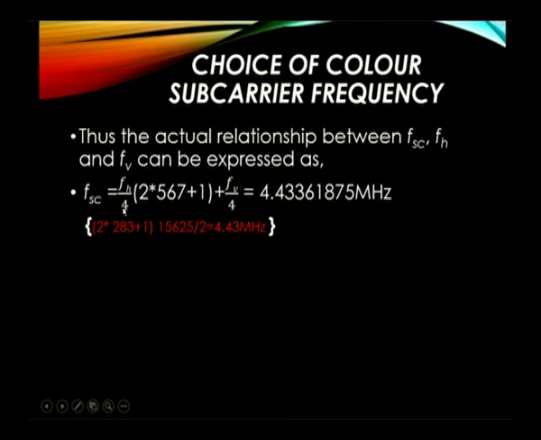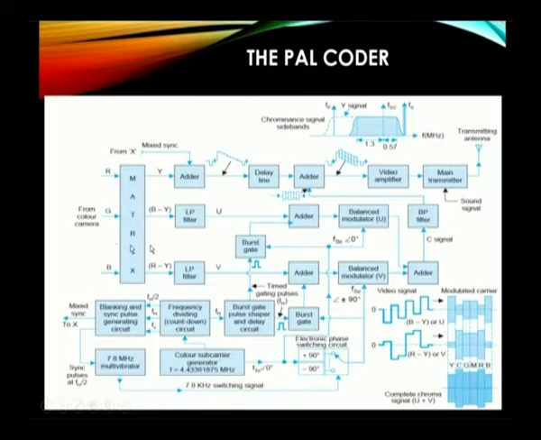This is an important formula that is going to give us 4.43 megahertz, where Fh divided by 4 into 2 into 567 plus 1 plus Fv by 4 is equal to 4.43. This is what we generally use, before using which we discussed in the previous slide.